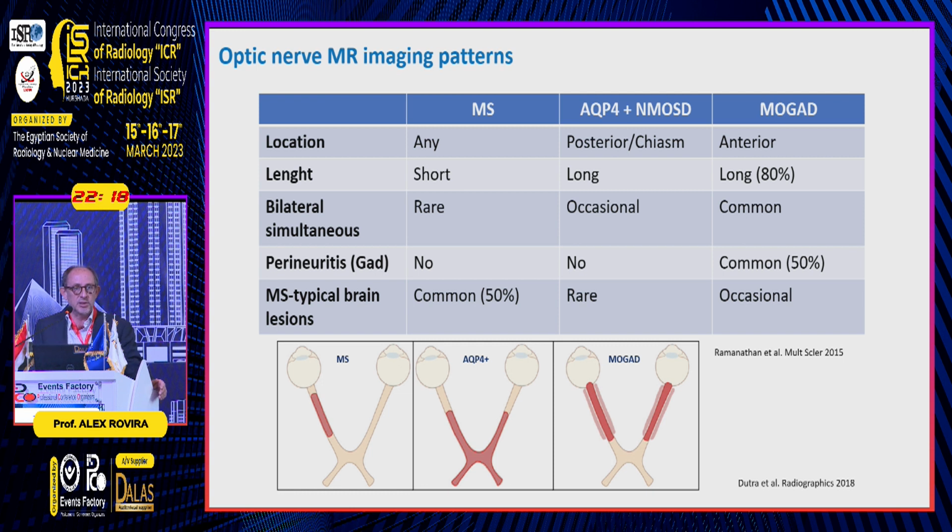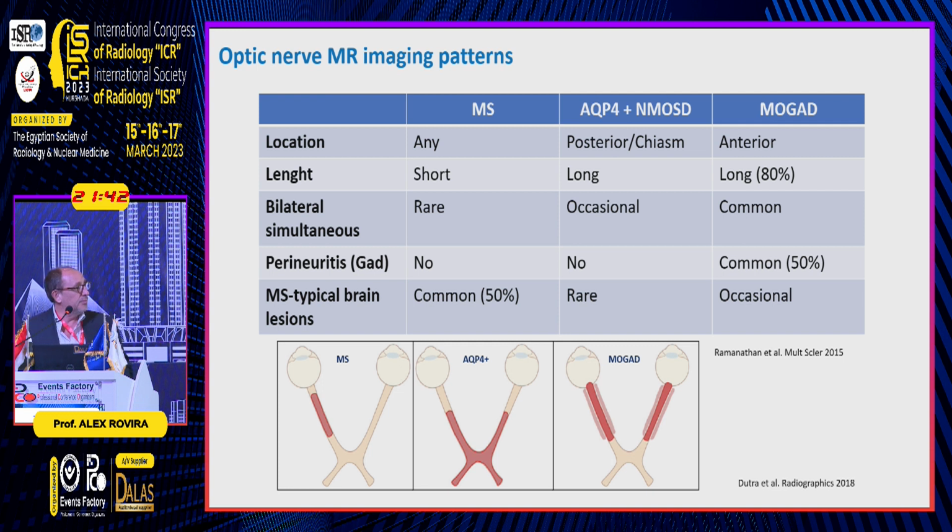Usually in multiple sclerosis, the lesions may involve any segment of the optic nerve, but are more frequent in the intraorbital and in the intracanalicular segment of the optic nerve. The lesions are in the acute phase usually unilateral, and usually preserve the optic chiasm, and the lesions are relatively short. And this is different from what we see in aquaporin 4, in which the lesions frequently are bilateral, involve the more posterior segments of the optic nerves, and it's quite frequent that they also affect the optic chiasm.